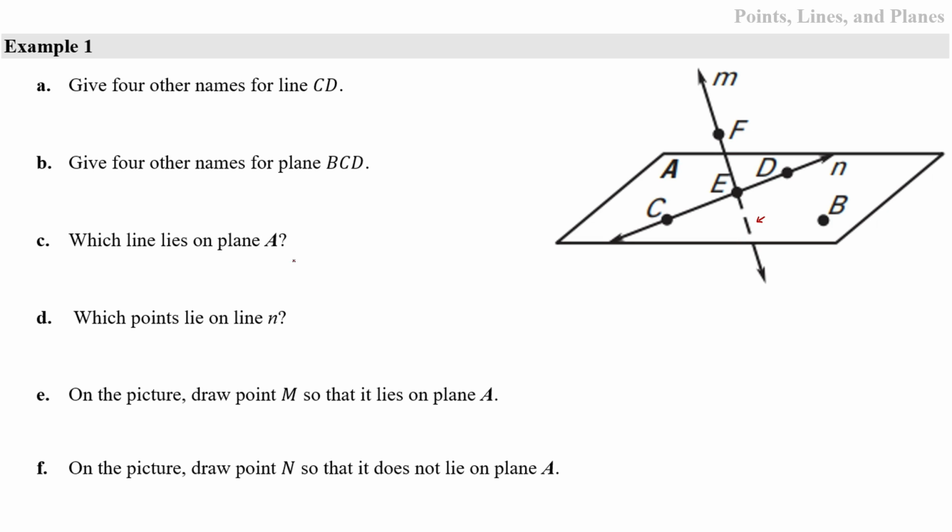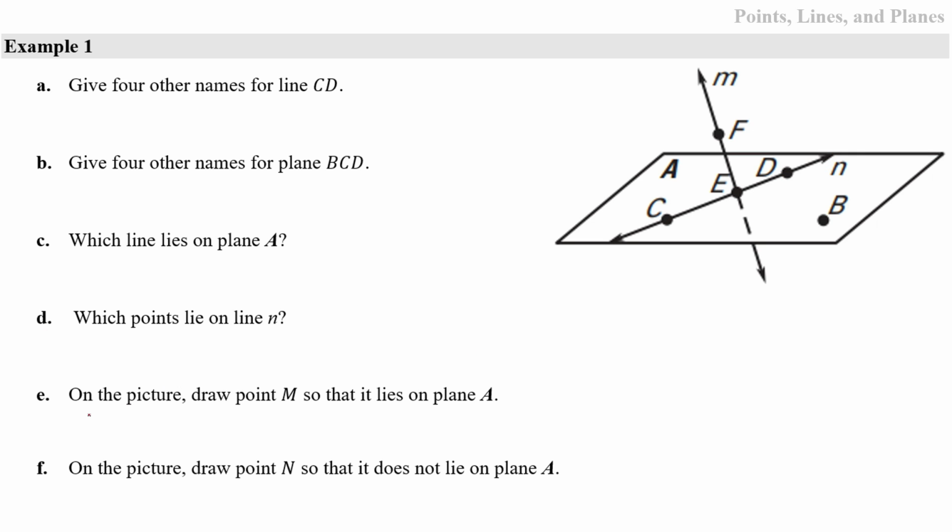Okay. For example D, which points lie on line N? Okay. Well, lie on means it has to be on the actual line N, which is this line right here. And there's 3 points, C, E, and D. Okay. So points C, D, and E lie on that line.